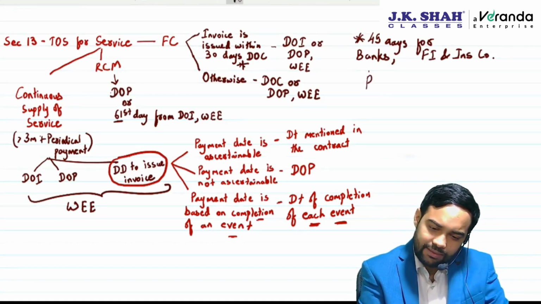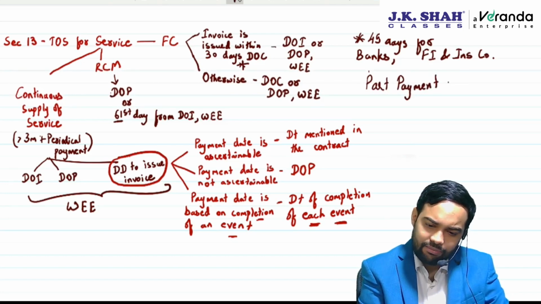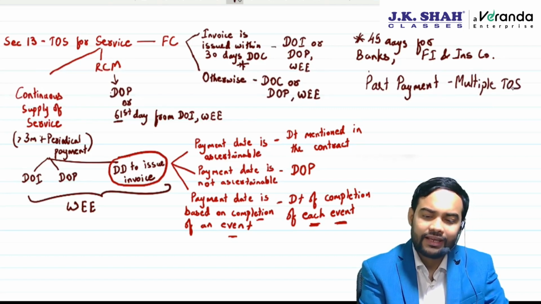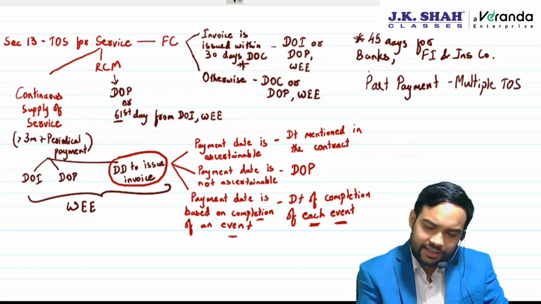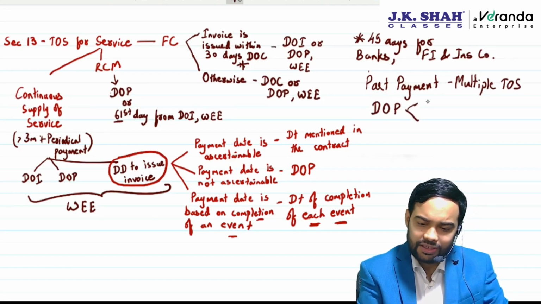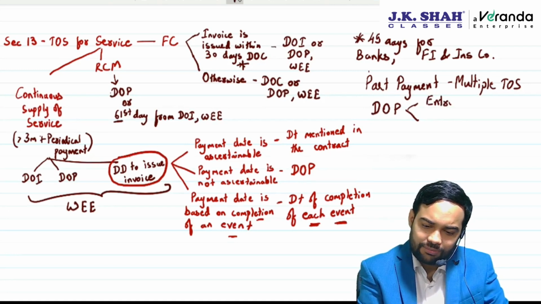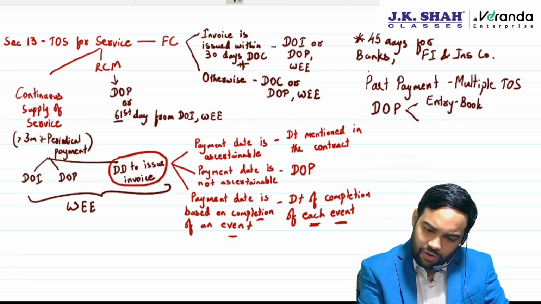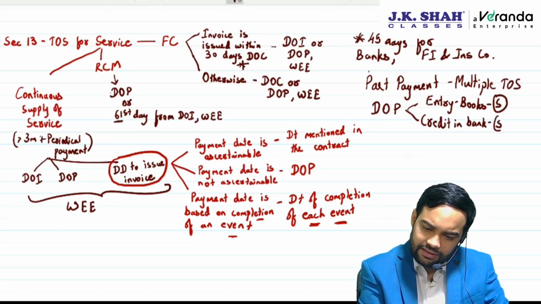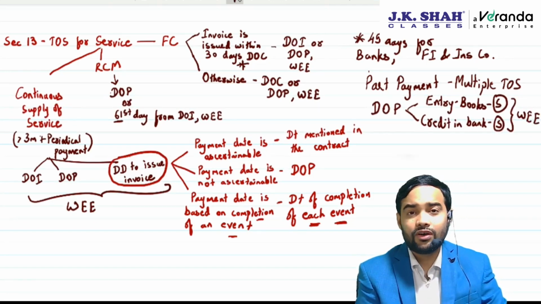Second, whenever there are part payments, there will be multiple time of supply, because for each part payment you have to determine the time of supply separately. Then the question arises, what's the meaning of date of receipt of payment? Date of receipt of payment is entry in the books of supplier or credit in bank of supplier, and then the law says whichever is earlier. This is for forward charge.